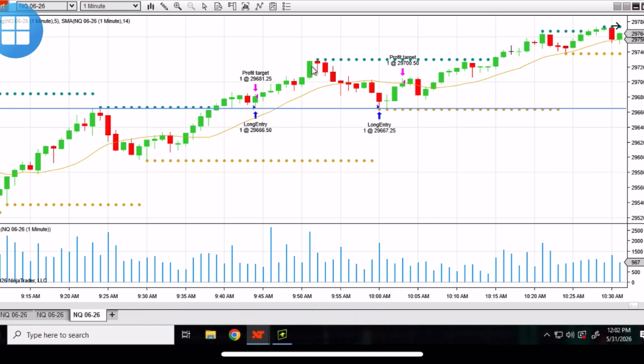I could have held a lot longer, could have made like 1,500 or so, but I didn't want to get greedy. I took my profit target right there. But you can see this level works as quite the support now.